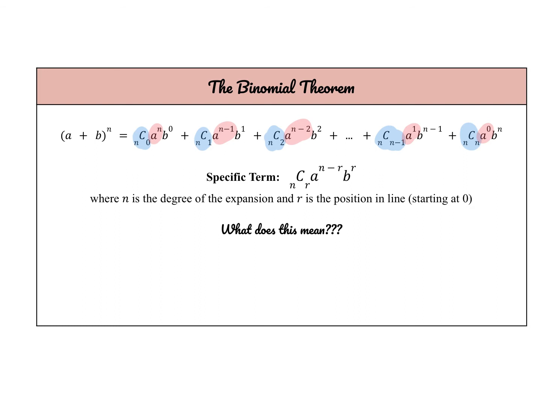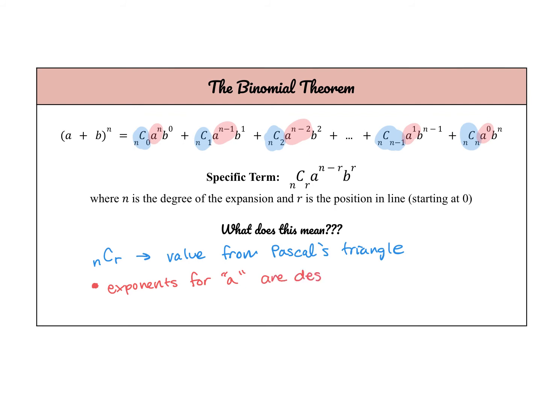So far, here's what we see. That nCr is the value from Pascal's triangle. And then what else do we see? We can see that the exponents for a are descending. So again, they go from n all the way down to 0.